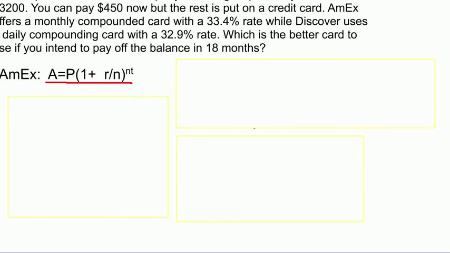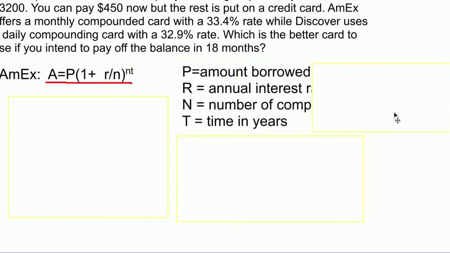Just to reiterate what these variables mean, P is the amount you borrow, R is the annual interest rate, N is the number of compoundings in a year. So in this case, if it's monthly compounding, N will be the number of months in a year. And T is time in years. So for annuities, your N value is the number of deposits or withdrawals, but for compound interest, for one-time expenditures, N represents something else, and T always has to be in terms of years.